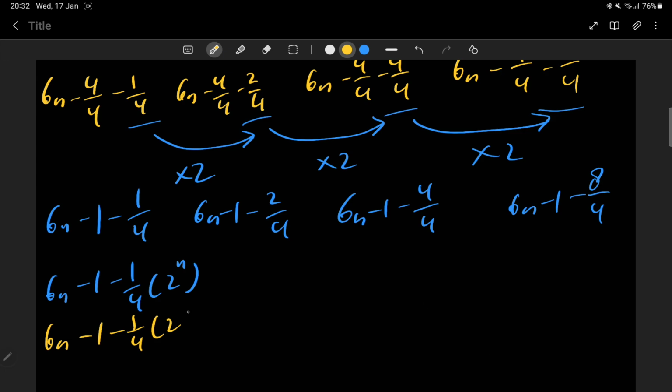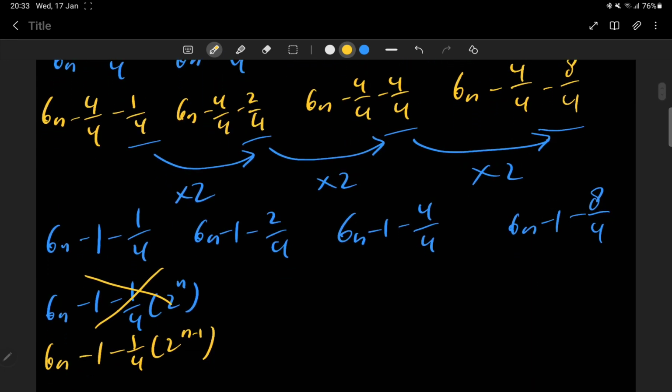Instead of to the power of n, let's do n minus 1. Right? So in that case, when n equals 1, this whole thing becomes 0, and this just becomes 6n minus 1 minus 1 over 4. Okay, and that's it. Let's check with the other. So we know that this one is wrong. Let's check if this one is true.